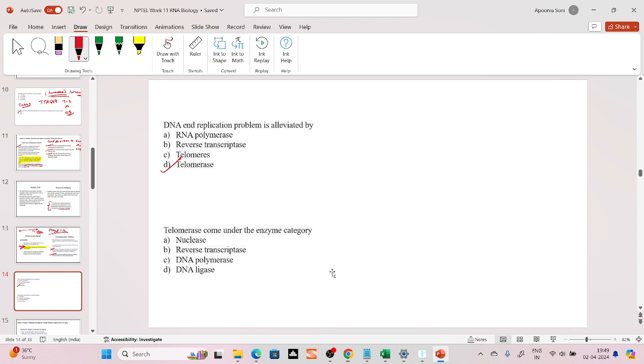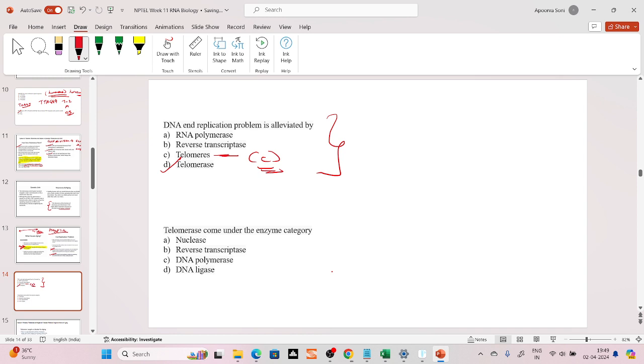So how we can correct or rectify the problem of end replication? We can rectify the problem of end replication by adding more telomeres, which can be added by the enzyme telomerase. Now this question is given in your assignments, and they have told us that the correct answer is telomeres, that is C. But I think the correct answer should be telomerase, because ultimately telomerase is the enzyme that is adding telomeres.